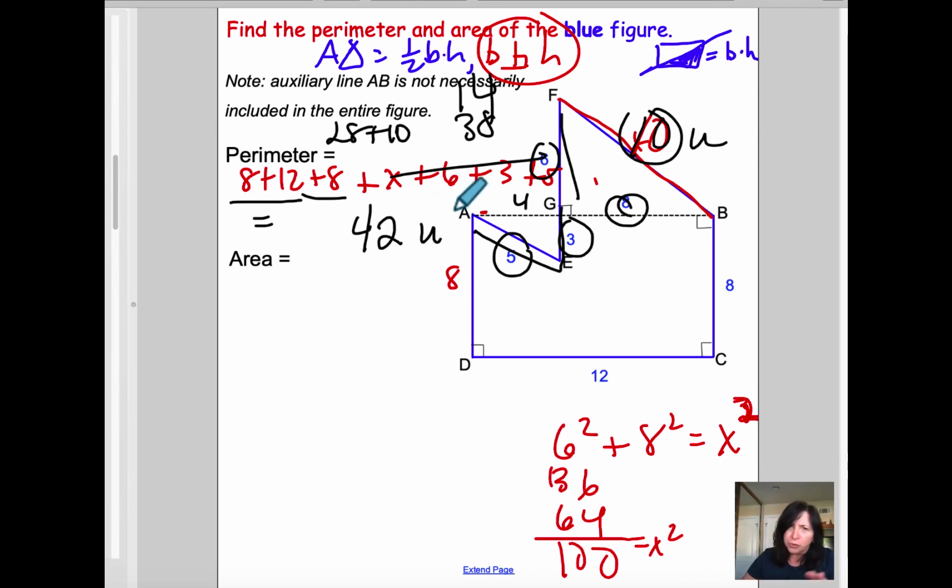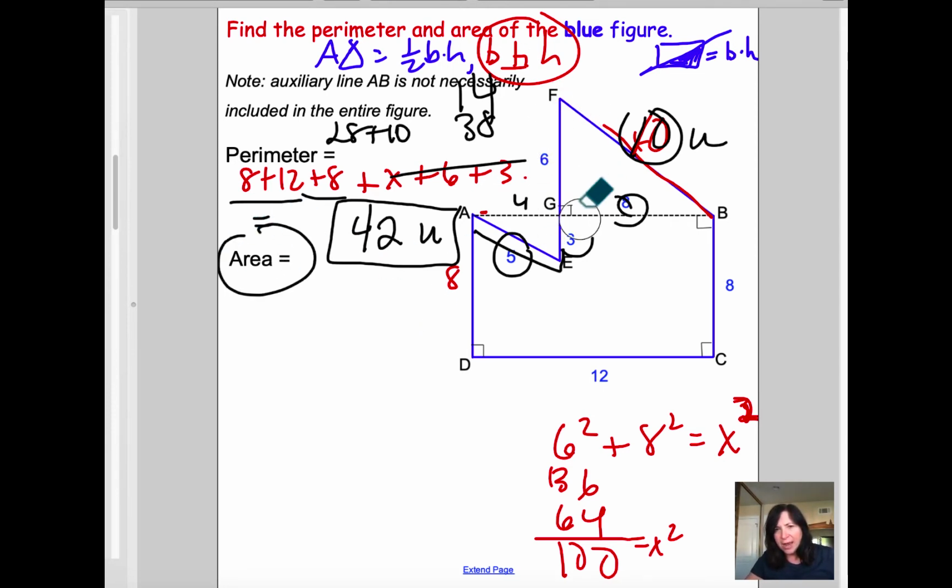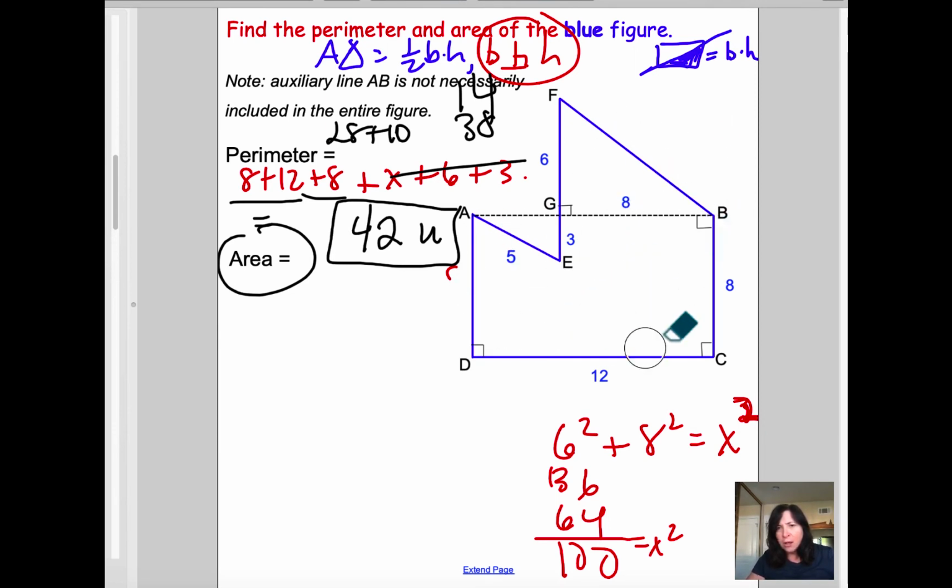These are just units. And so that's my answer for the perimeter. For the area now, I need to think about the space inside. And so in doing that, I need this rectangle plus this triangle minus this little rectangle, or that little triangle, right?